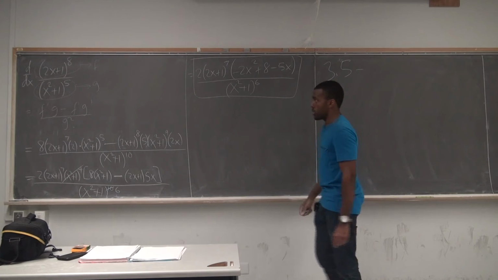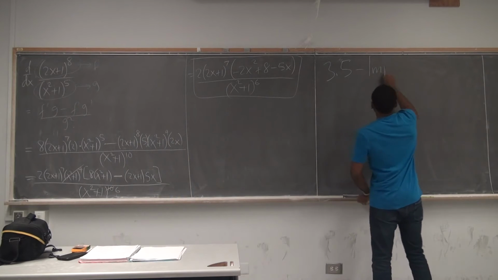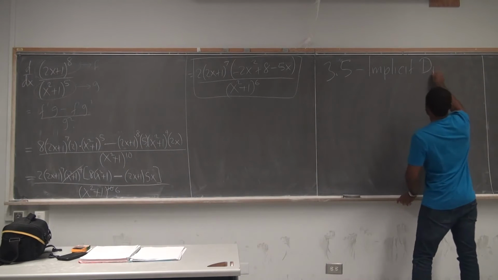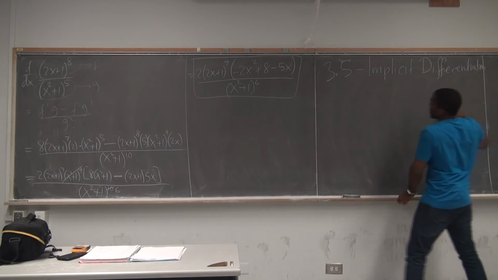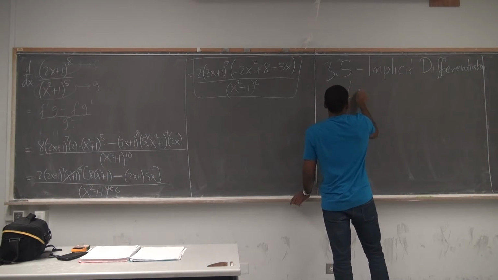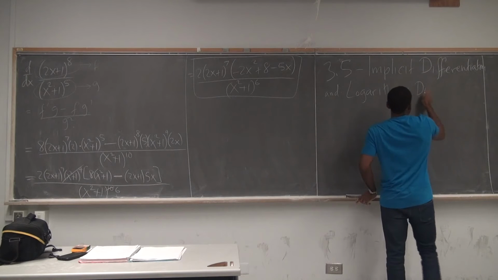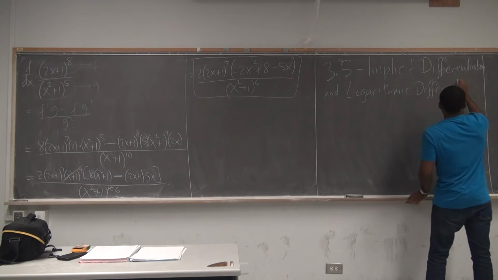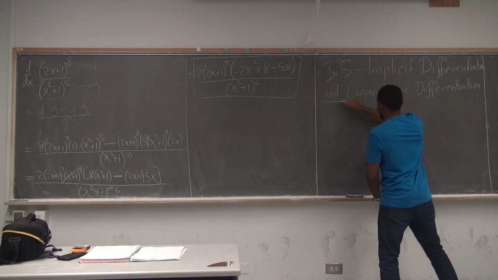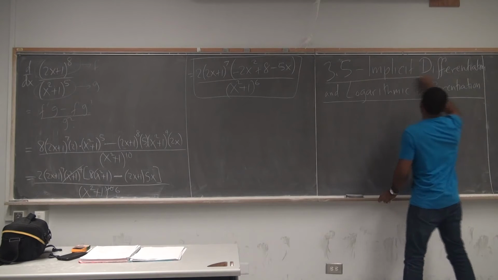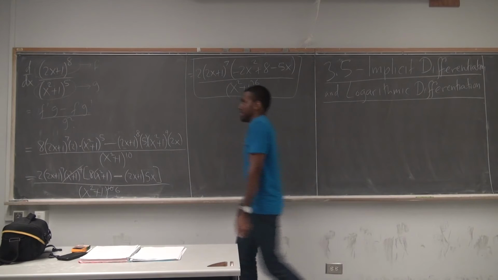There are other situations that we're going to need to know about though. So that brings us to 3.5, where we're going to talk about implicit differentiation and logarithmic differentiation. So differentiating isn't hard enough, so we're just going to throw logs in there just to confuse everybody. Even if a log wasn't there in the first place, now we're going to throw it in, just to spice things up.